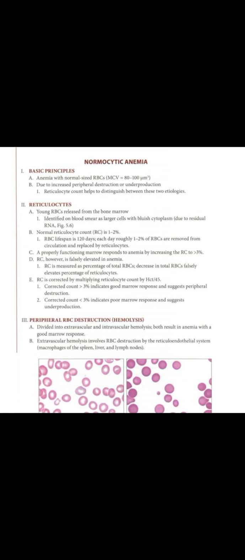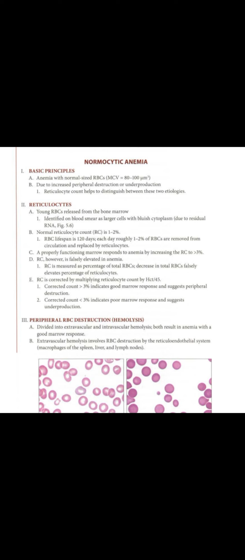Reticulocytes are young RBCs released from the bone marrow, identified on blood smear as larger cells with bluish cytoplasm due to residual RNA. Normal reticulocyte count is 1 to 2%. RBC lifespan is 120 days. Each day, roughly 1 to 2% of RBCs are removed from circulation and replaced by reticulocytes.